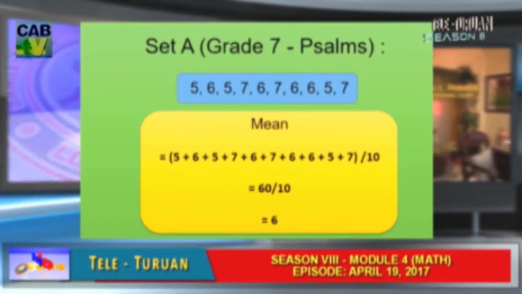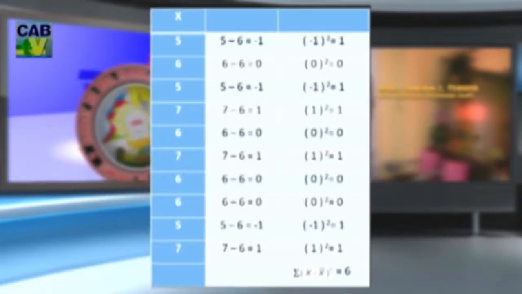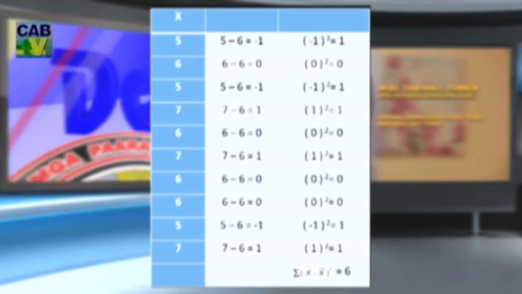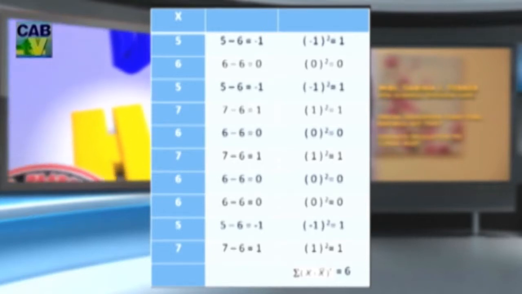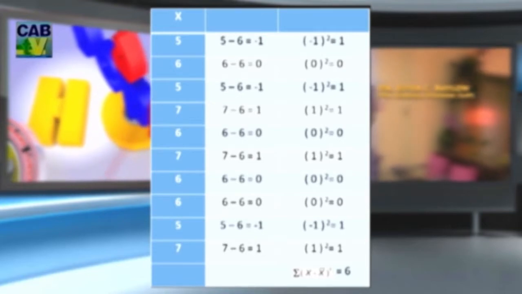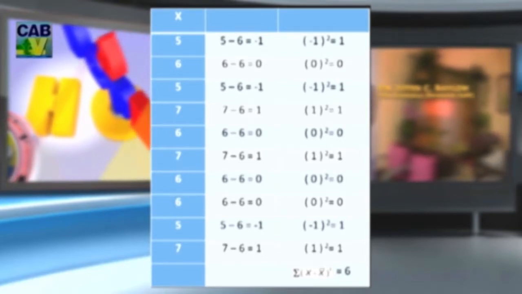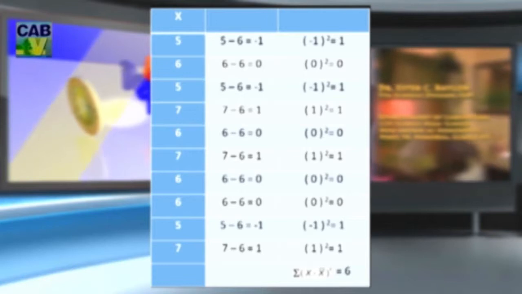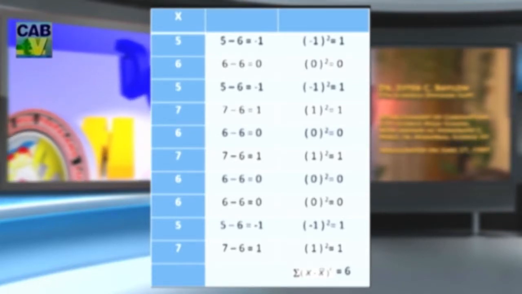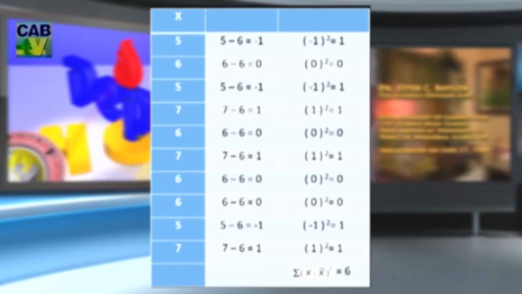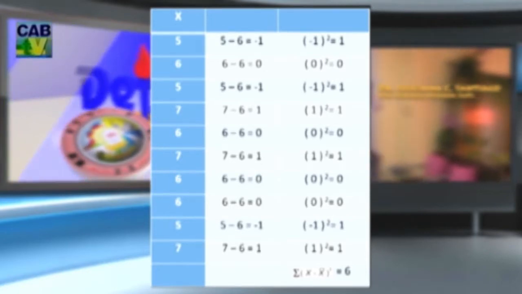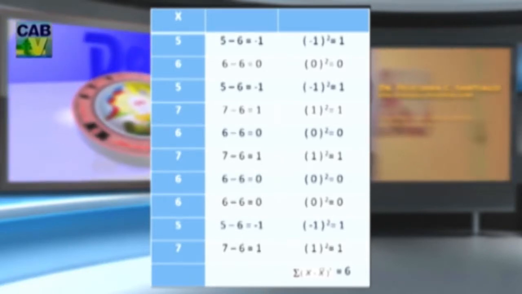After getting the mean, arrange the scores in a 3-column table. First column are the scores. Second column, the difference between the scores and the mean. Our scores are 5, 6, 5, 7, 6, 7, 6, 6, 5, and 7. Our mean is 6, so we get the difference between the scores and the mean.